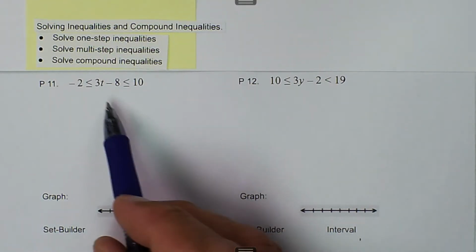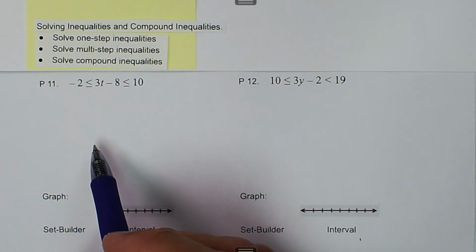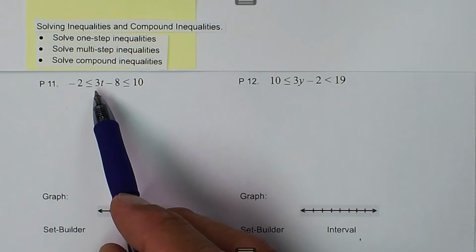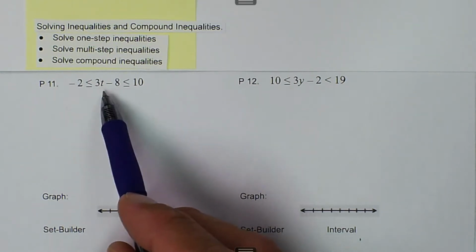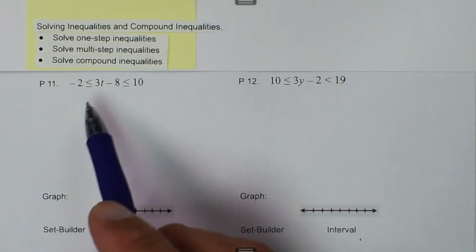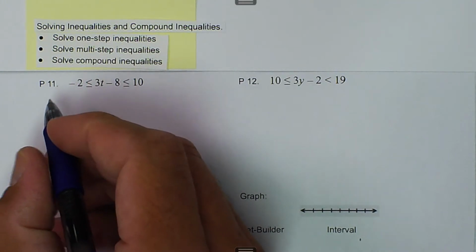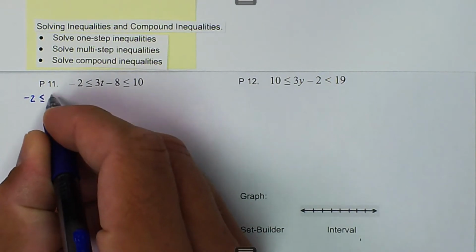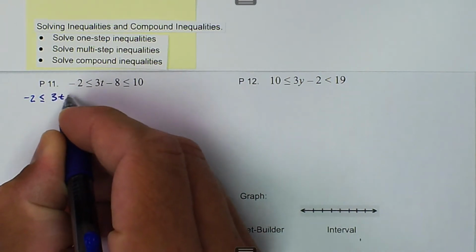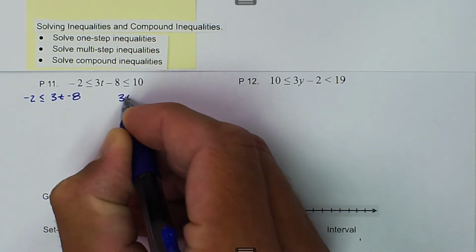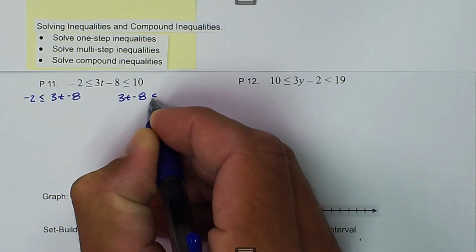In this case, this one's written a little bit differently than we had in the past. What we want to try to do is get t by itself. There's two ways you can do it. You can either simultaneously solve, or you can rewrite each inequality separately. I like to rewrite each inequality separately. So I'm going to say -2 is less than or equal to 3t minus 8, and then I'm going to say 3t minus 8 is less than or equal to 10.